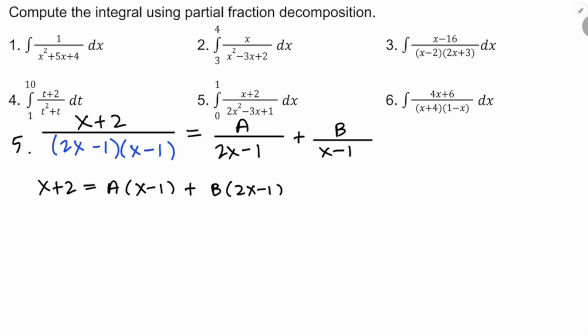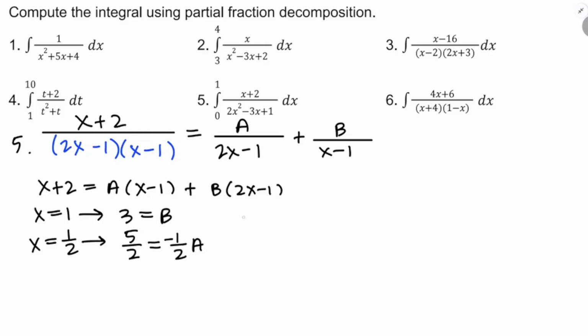Alright, now I'm going to have x plus 2 when x equals 1. 3 equals 0A, 2 minus 1 is 1B. Cool. And then x can equal 1/2 to make this thing right here equal to 0. And that will give me 1/2 plus 2, 2.5, is 5/2 equals 1A times 1/2 minus 1, so that's negative 1A, so A must be negative 5.